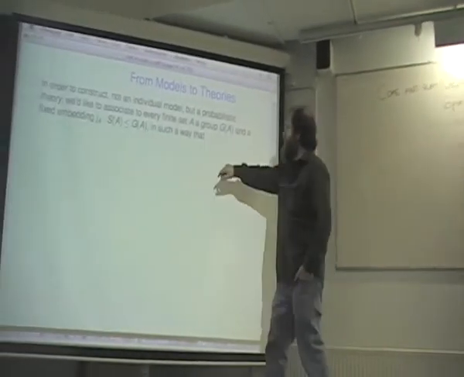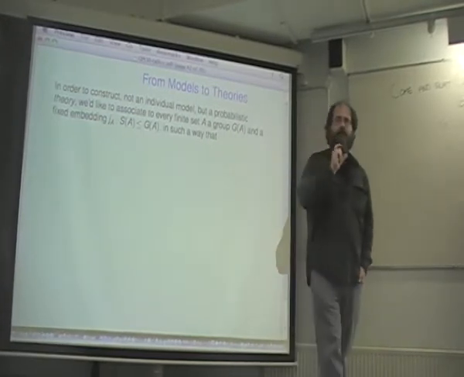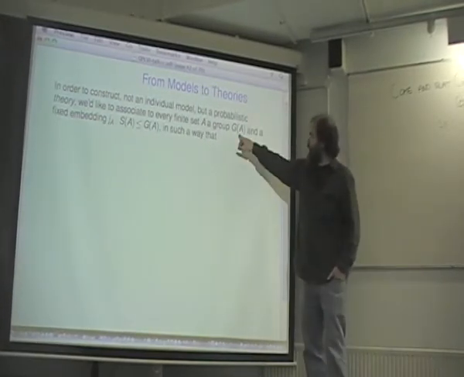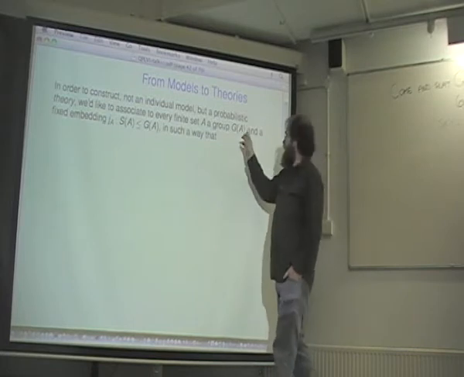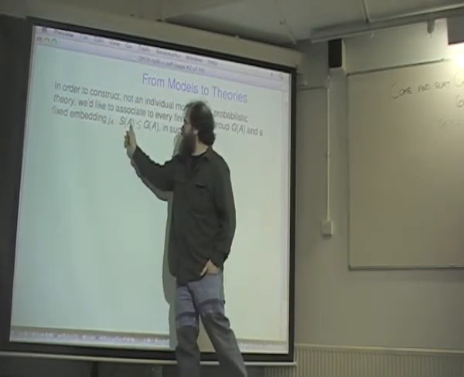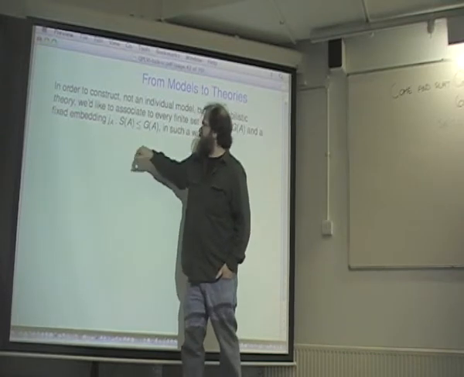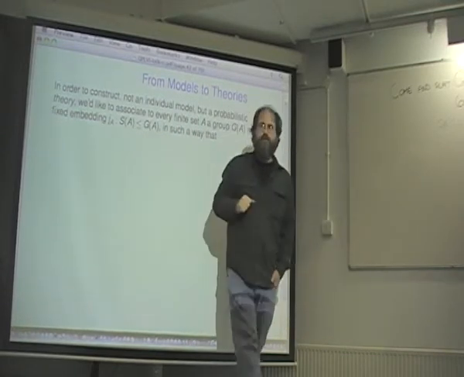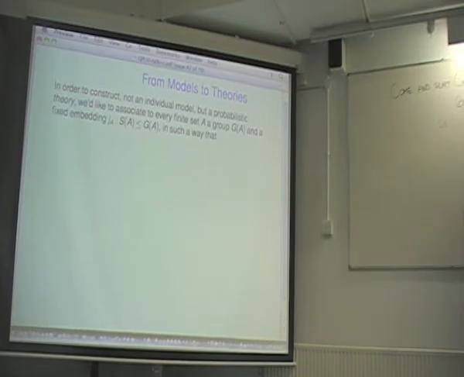We probably want to assign to every finite set A a group G of A, and we want to have some sort of fixed embedding, indexed by the finite set A, of the symmetric group on A into some larger group G of A. We'd like that embedding to work in such a way that if we have a smaller set A contained in a bigger set B, then this large symmetry group for A is embedded in a natural way in the larger symmetry group for B.